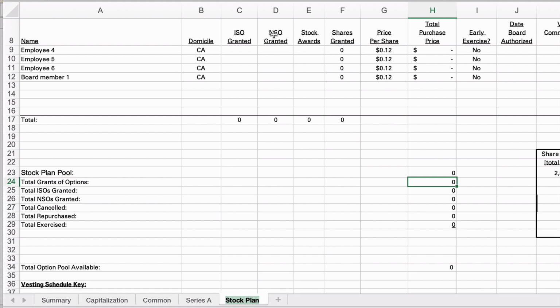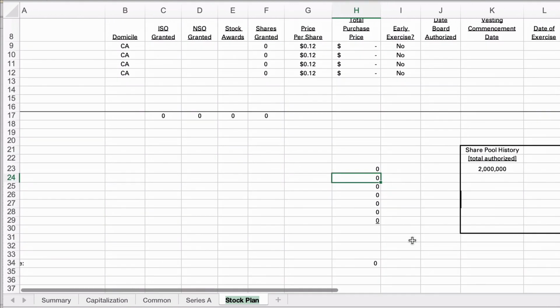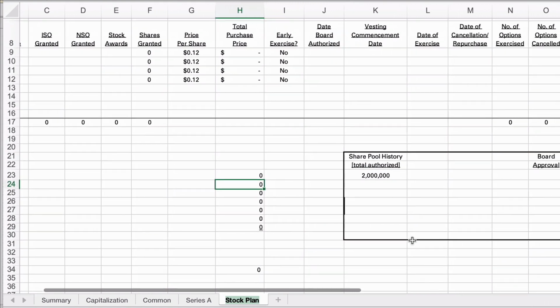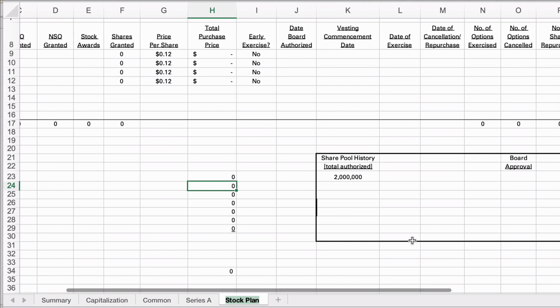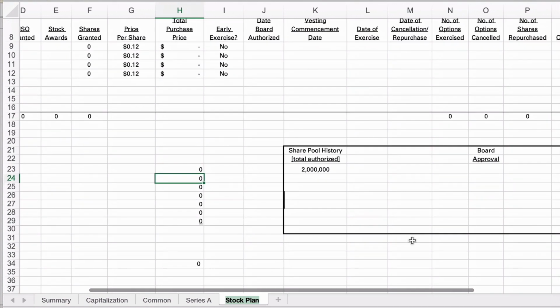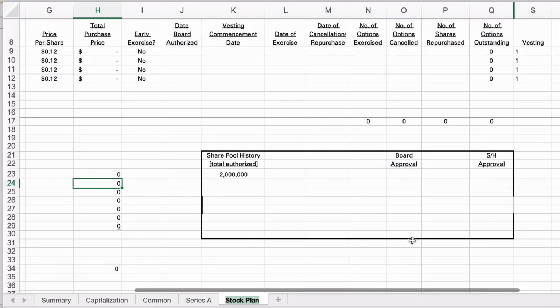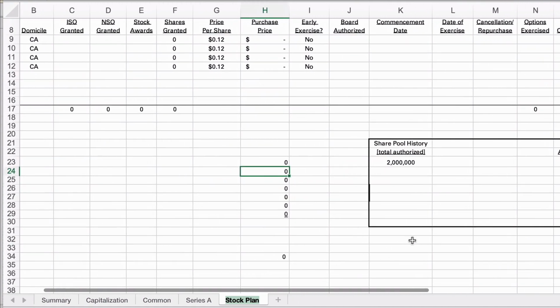And you can kind of see here the various things that might be in a spreadsheet like this. And there's more stuff actually to the right of this, the vesting commencement date, date of exercise, etc. And I can show you that actually if you'd like. In fact, why don't I do that for you? You can see this, vesting commencement date, date of exercise, date of cancellation, because guess what? Stocks get canceled as well. Number of options exercised, number of options canceled, shares repurchased, etc., vesting, and any notes that there might be.